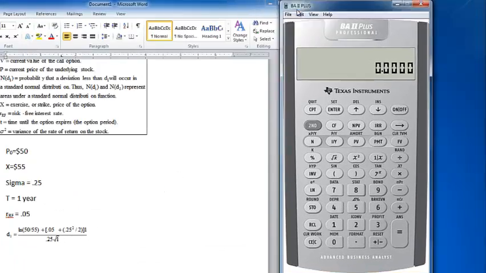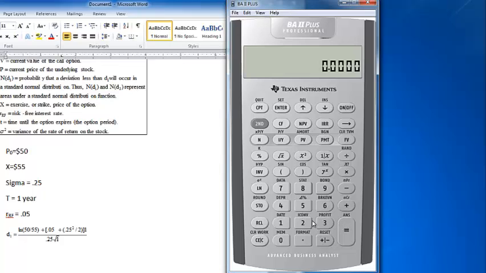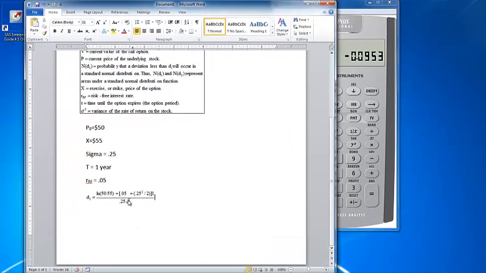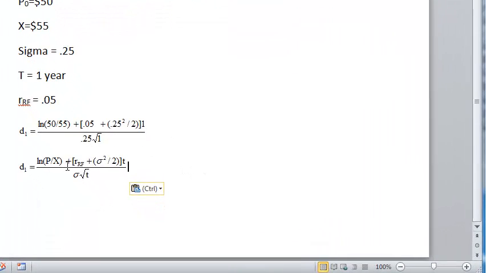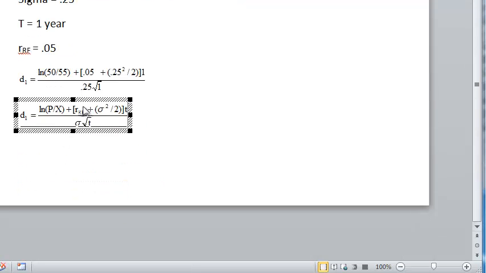So if I calculate this, I'm going to start off with the first argument, 50 divided by 55. And then we're going to take the natural log of that. Whenever the stock price is less than the exercise price, as it is in this case, the natural log of the stock price divided by the exercise price will be negative. So you should expect to see a negative number here. So this is negative 0.0953.